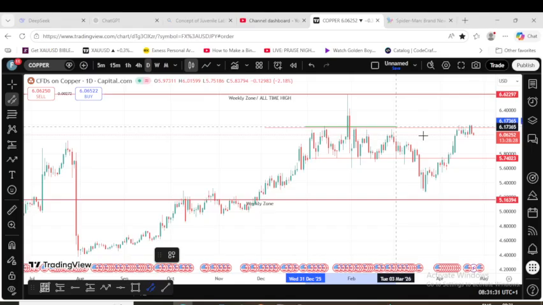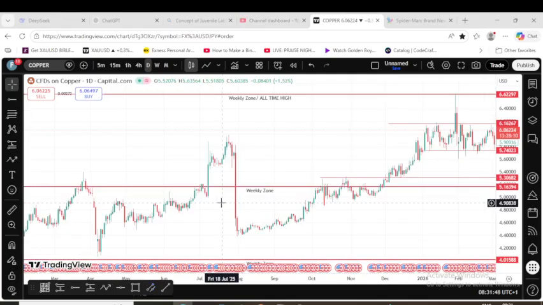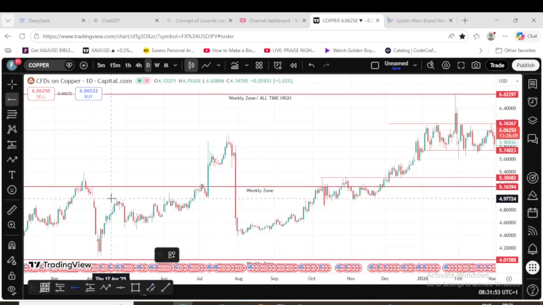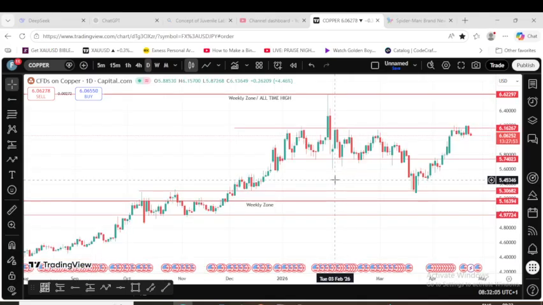What else do we see? Okay, we also have another zone here. But the validity of it is a bit shaky. So that's it for our zones on copper. The next thing for us to do is to identify our trend lines on the weekly time frame as well as the daily time frame. And that will be in our second video.